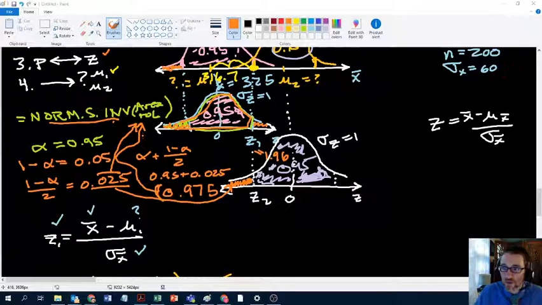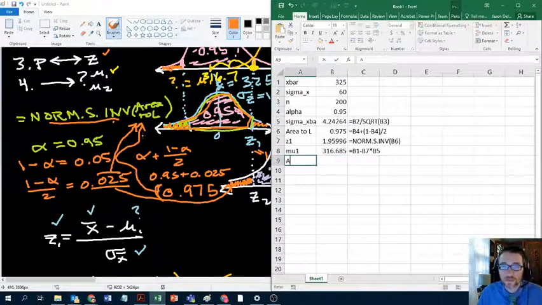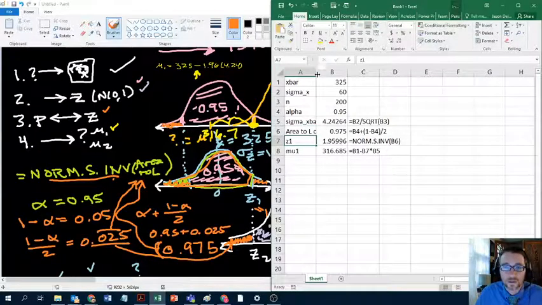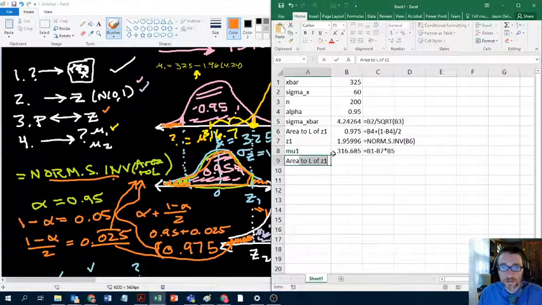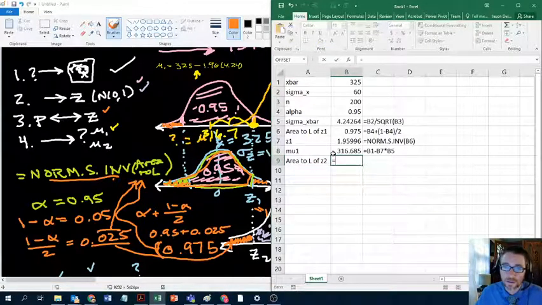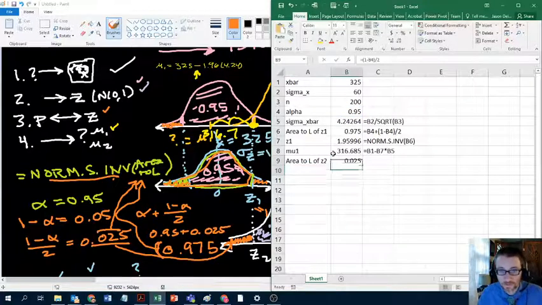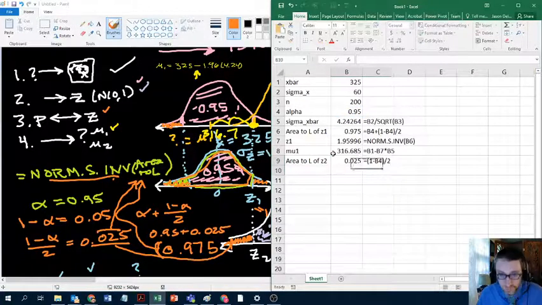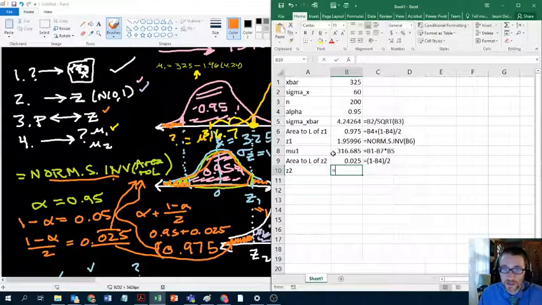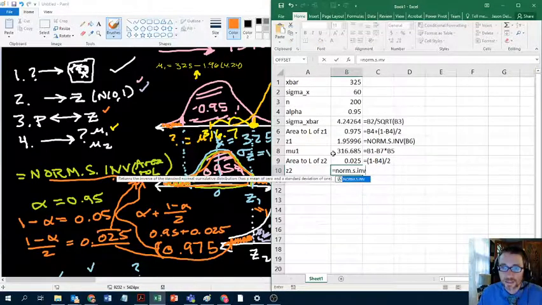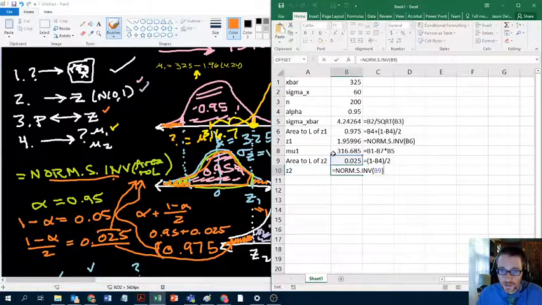So let's go back to our spreadsheet. This is area to the left of z1. Now I want to do area to the left of z2. And that is going to be, sure, I'll do it. 1 minus this divided by 2. 0.025. And that gives me what I need to do my z2. Norm.s.inv of my area to the left there. Hey, what do you know?